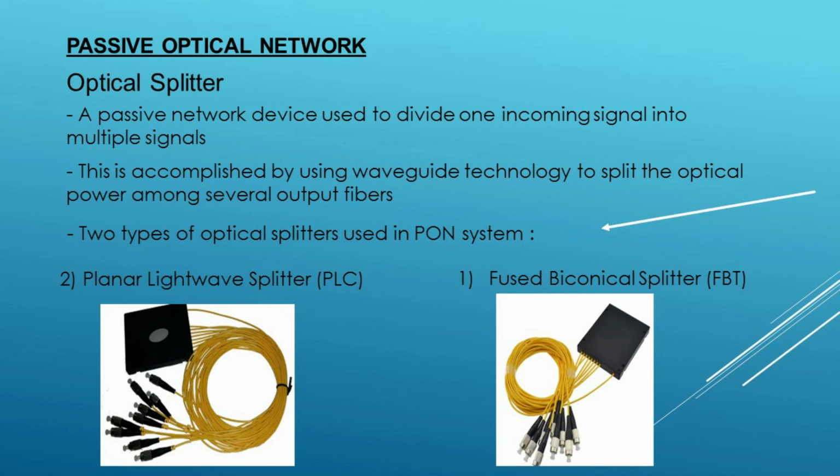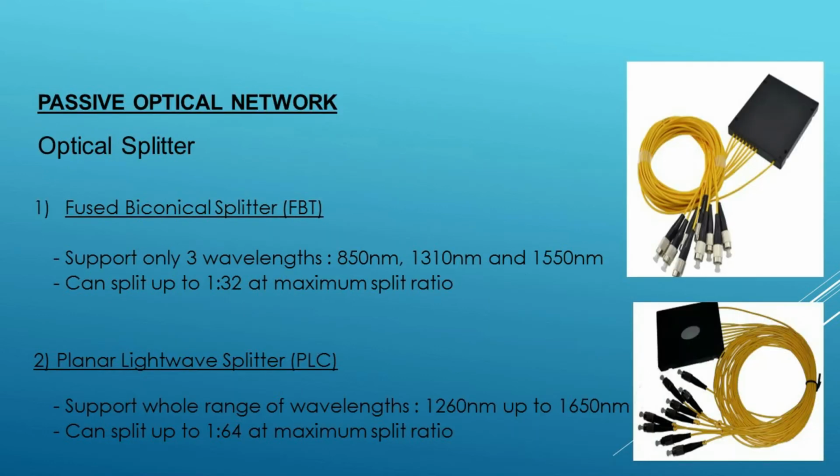Two types of optical splitters used in PON systems. 1. Fused biconical splitter, FBT. Supports only 3 wavelengths: 850 nanometers, 1310 nanometers and 1550 nanometers. Can split up to 1 to 32 at maximum split ratio. 2. Planar lightwave splitter, PLC. Supports the whole range of wavelengths: 1260 nanometers up to 1650 nanometers. Can split up to 1 to 64 at maximum split ratio.